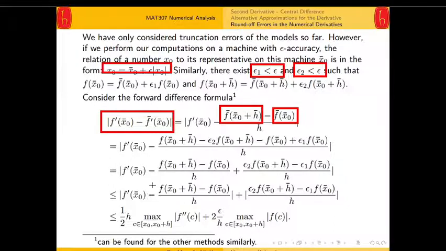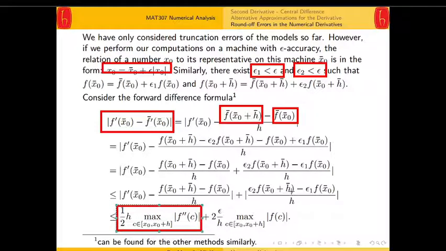Okay, in this part we see the approximation with the forward difference formula, and we know this is this much accurate: 1 over 2 times h times the maximum value of the second derivative of the function at some point here. Okay, so this is from the central difference formula. From here, we know epsilon 1 and epsilon 2 are less than epsilon, so we can bound this by epsilon times the difference of function values.